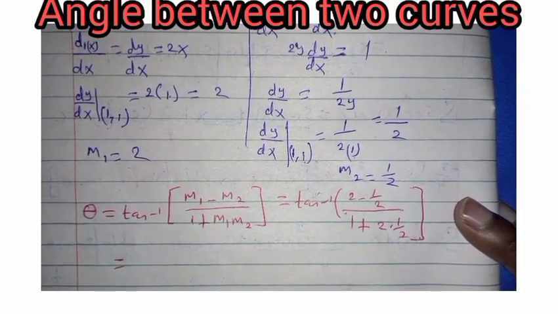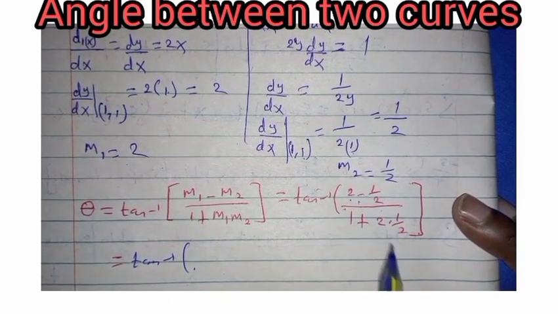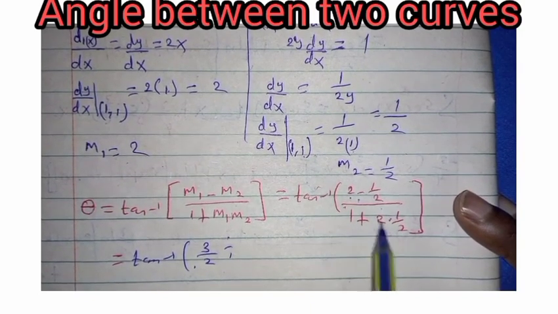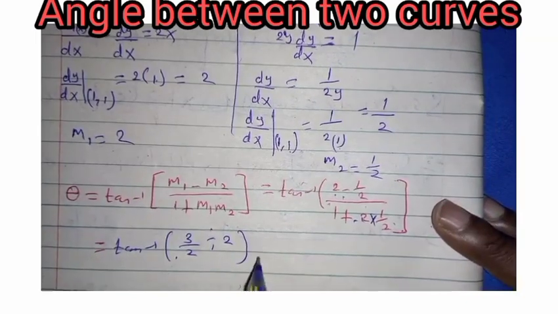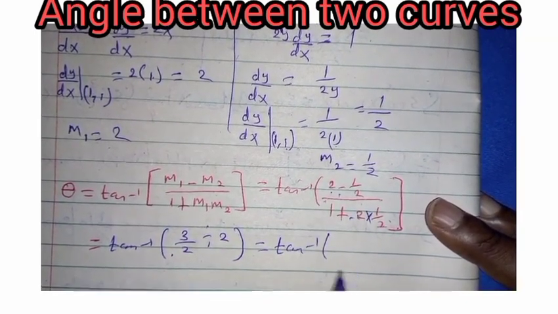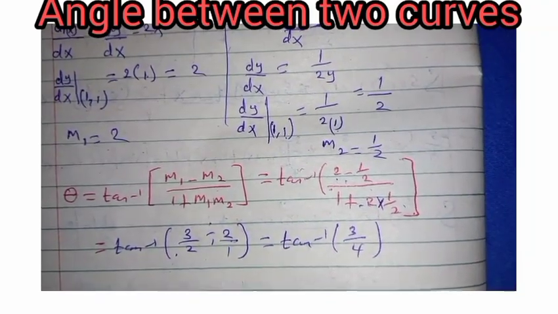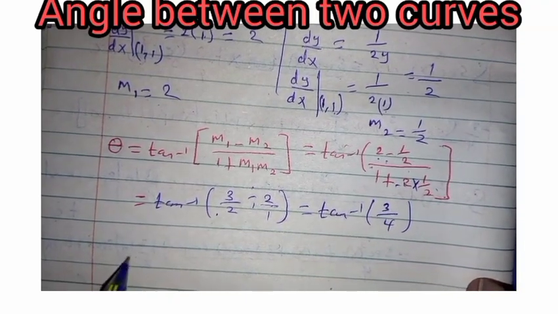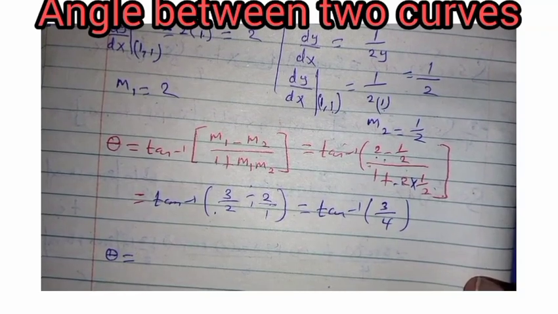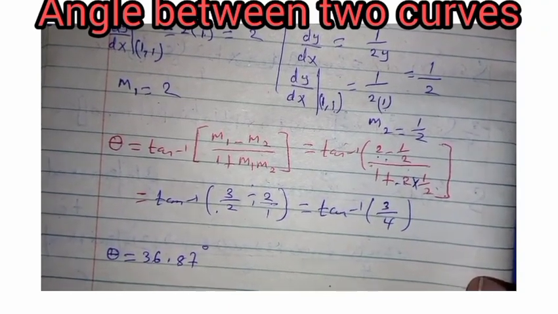which is equal to tan inverse of 2 minus half is 1 1/2 divided by, this is 2 times half, 2 times half is 1, 1 plus 1 is 2, which is equal to tan inverse of 3 over 4, because dividing by 2 is the same as multiplying by 1 over 2. So from your calculator, you can obtain the tan inverse of 3 over 4. So the angle between the two curves from the calculator will be 36.87 degrees, correct to 2 decimal places.